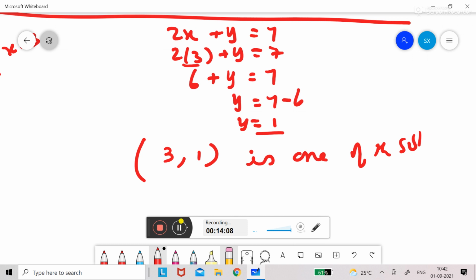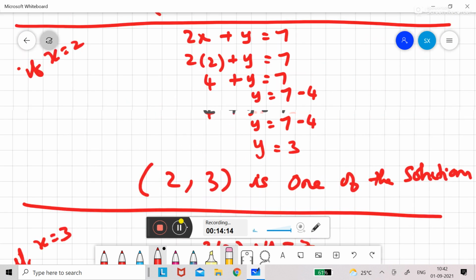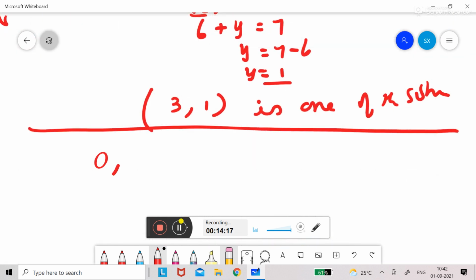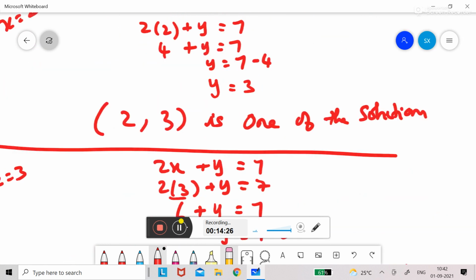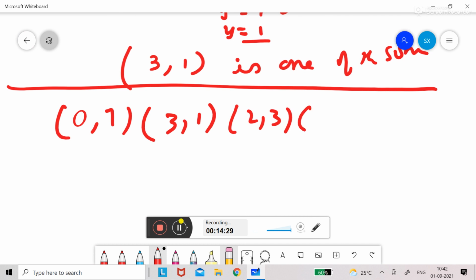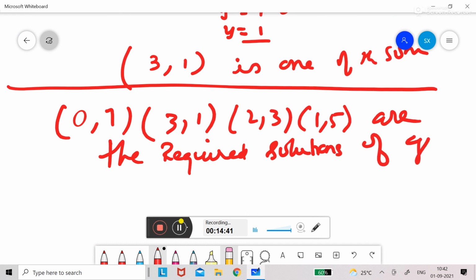At the end, children, write all this in your classwork. At the end, you write all the solutions together: 0 comma 7, 3 comma 1, 2 comma 3, and what is one more? I forgot. 1 comma 5. These are the required solutions of the given linear equation which we asked. I am giving you a detailed answer so that you will understand the concept properly.